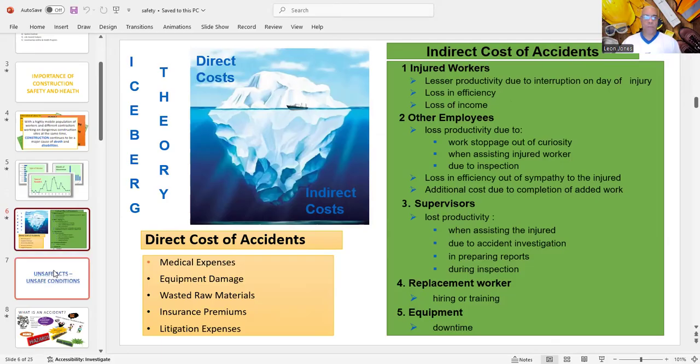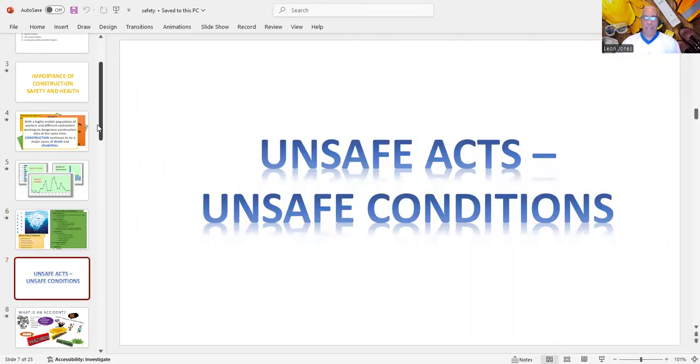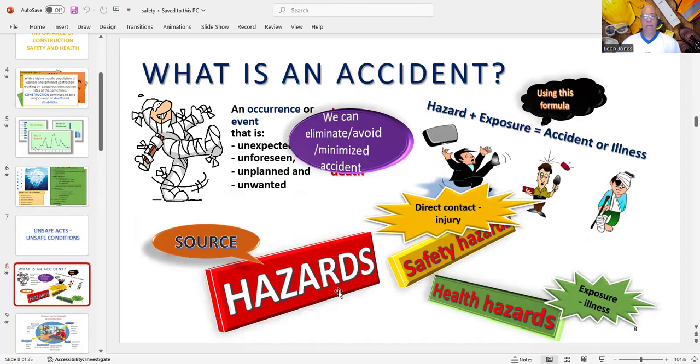Now, we get into unsafe acts and unsafe conditions. So, first of all, what is an accident? Well, it's an occurrence or event that is unexpected, unforeseen, unplanned, and unwanted. So basically, what is the job of a construction safety engineer? Well, they can eliminate, avoid, and minimize accidents. So here's how you do it. You basically use this formula.